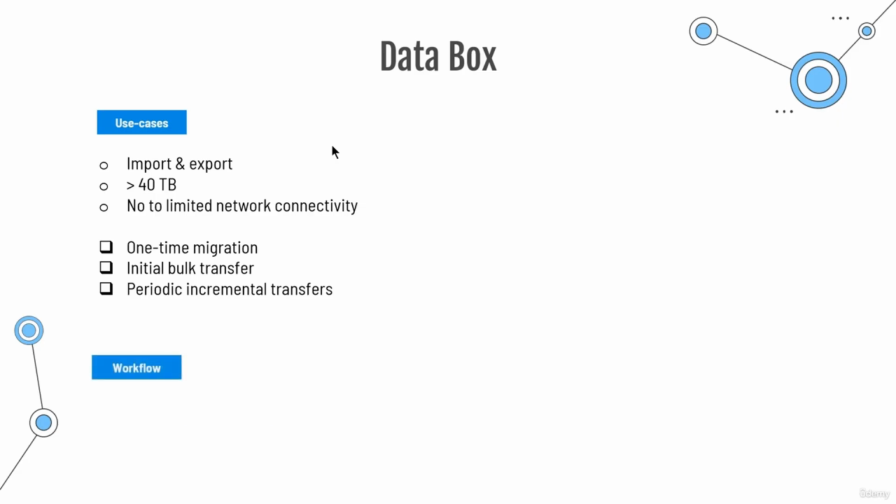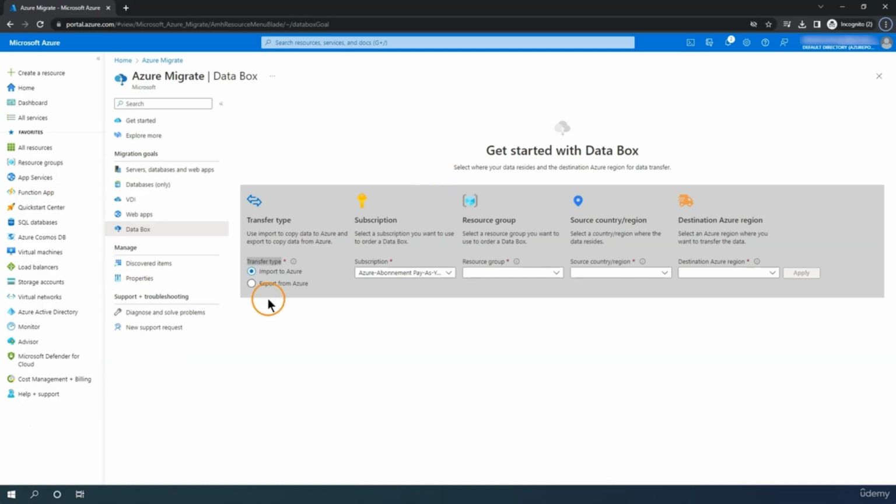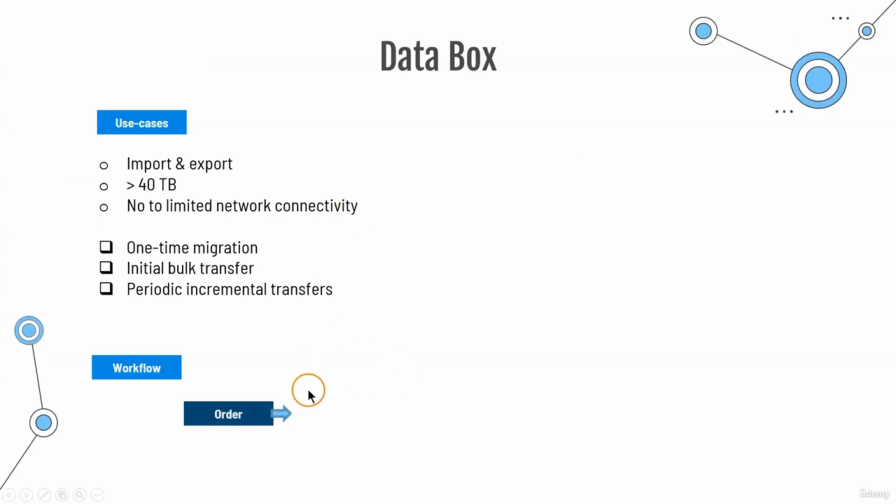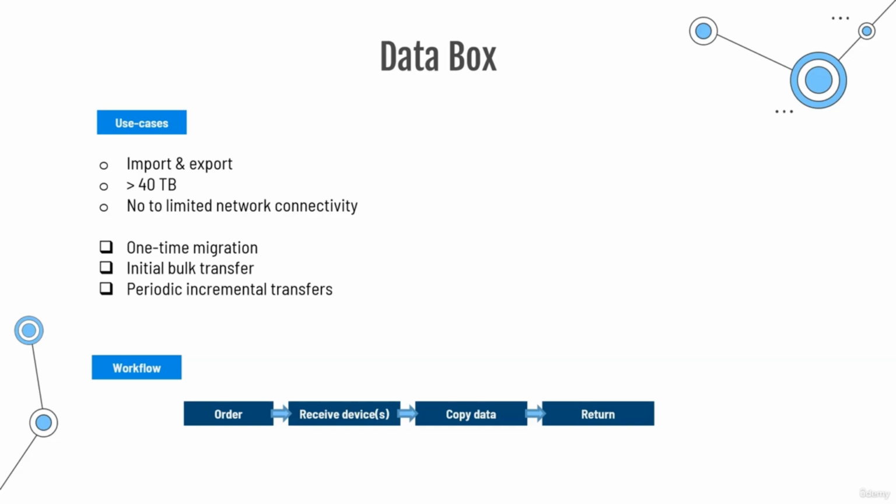The workflow for this is very simple. As mentioned, we just in the first step order this data box, provide all of the relevant information, and then we receive this device. As mentioned, of course, this comes in a special case, and also all of the cables that are needed for connectivity will be also included so that we can just copy our data locally at very high speed. And then afterwards, we can just ship this back to Azure, and then this upload process will start automatically. And afterwards, of course, all of the data will be erased according to the national policies.